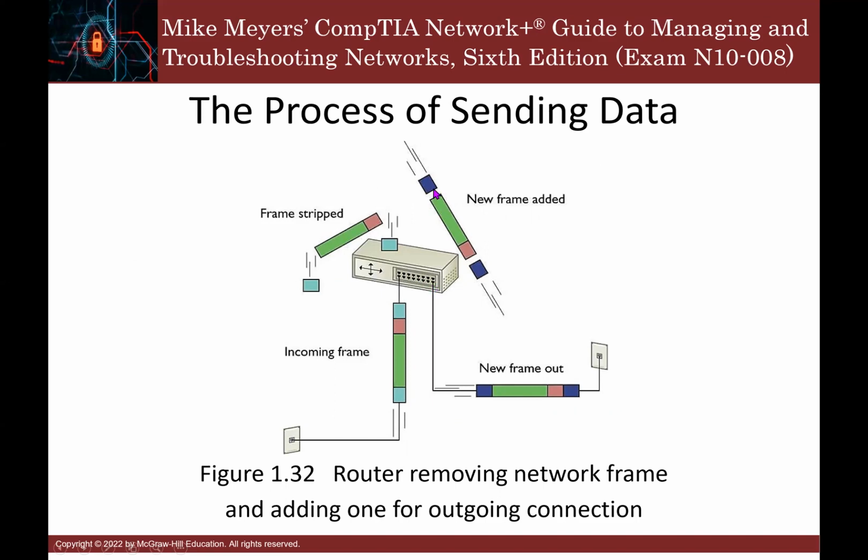On the way out, it will get a new header and trailer for the frame to be sent to the next device. And when it does that, the MAC address actually changes, because the source MAC at that point will be the router, and the destination MAC will be the next hop device.